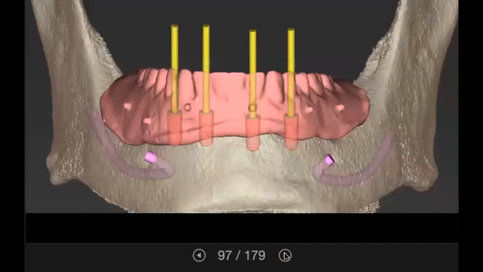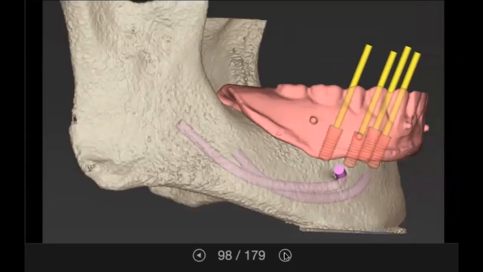The mandibular implants are planned to emerge in the second premolar and canine regions. All implants are planned parallel so that the prosthesis will insert with a single path of insertion. The implants are angled forward slightly due to the angulation of the buccal plate of bone. The implants have 0 degrees of divergence.